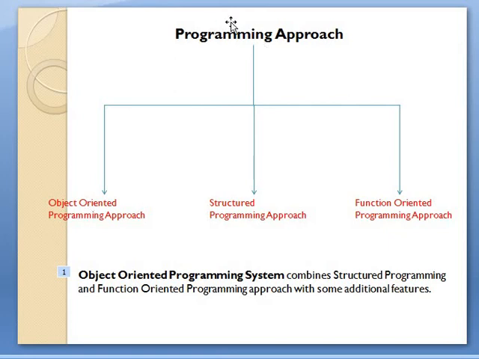The diagram in this slide shows the three different types of programming approach. The first one is the object-oriented programming approach, the second one is the structured programming approach, and the third one is the function-oriented programming approach. As I've already mentioned, the object-oriented programming approach combines the structured programming approach as well as the function-oriented programming approach with some additional features. The topic for discussion today is the structured programming approach, which I will explain elaborately and in detail from the next slide.